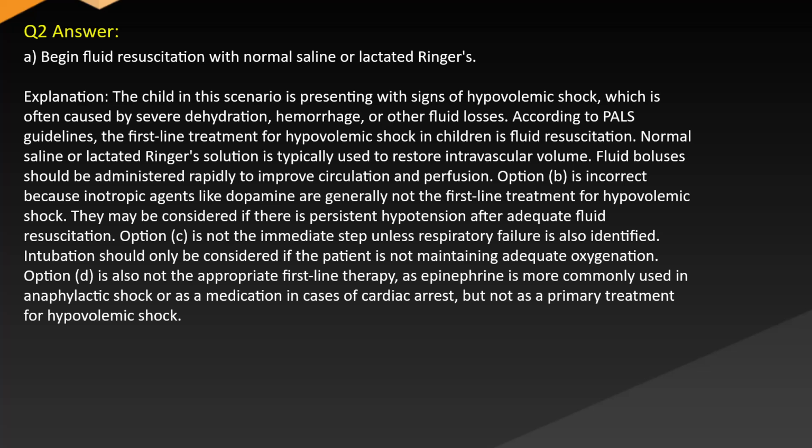Option B is incorrect, because inotropic agents like dopamine are generally not the first-line treatment for hypovolemic shock. They may be considered if there is persistent hypotension after adequate fluid resuscitation. Option C is not the immediate step unless respiratory failure is also identified. Intubation should only be considered if the patient is not maintaining adequate oxygenation. Option D is also not the appropriate first-line therapy, as epinephrine is more commonly used in anaphylactic shock or as a medication in cases of cardiac arrest, but not as a primary treatment for hypovolemic shock.